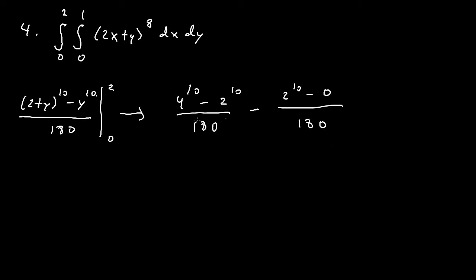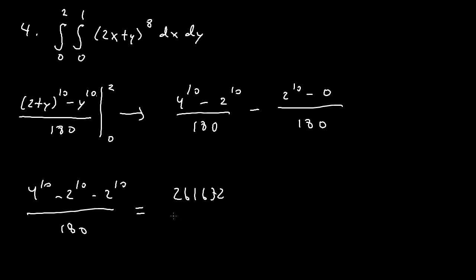Now since these both do have the common denominator of 180, I can go ahead and rewrite the fraction as 4 to the 10th minus 2 to the 10th. Then we have a minus another 2 to the 10th, all over 180. So when you plug this into your calculator, you should get around 5,814.044 repeating.